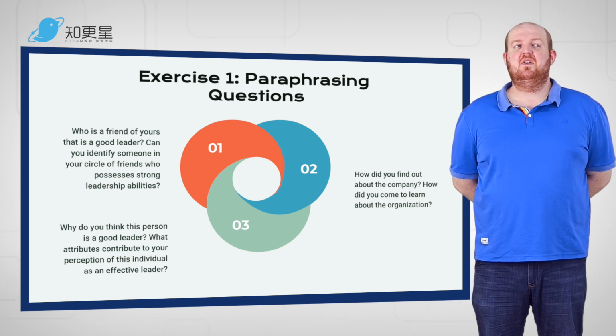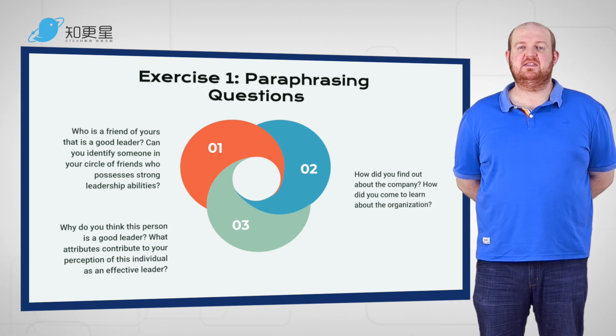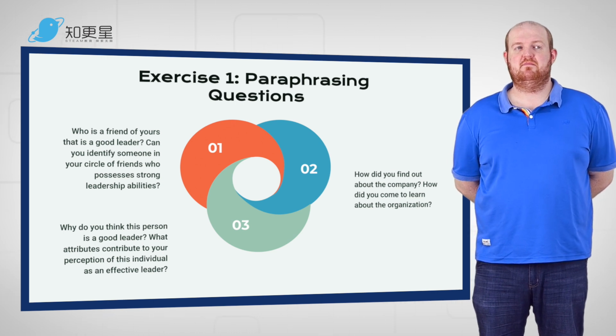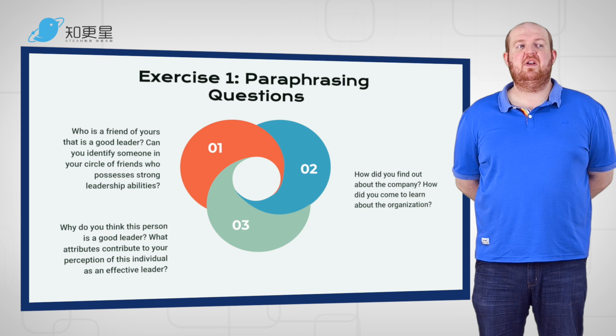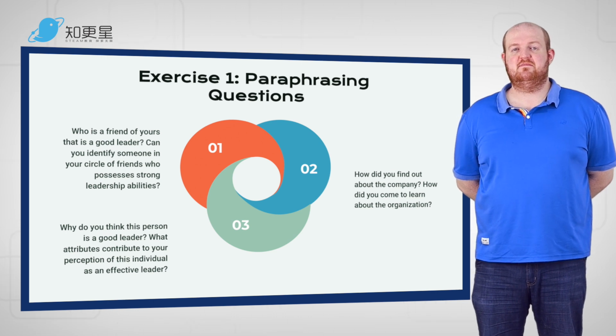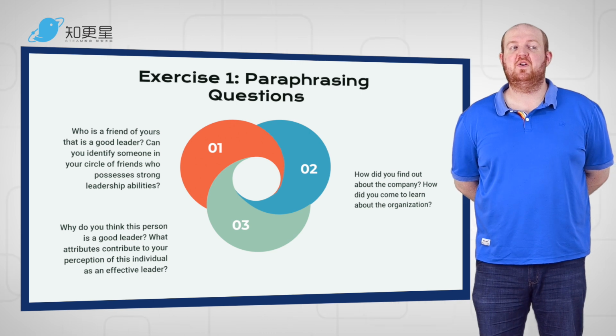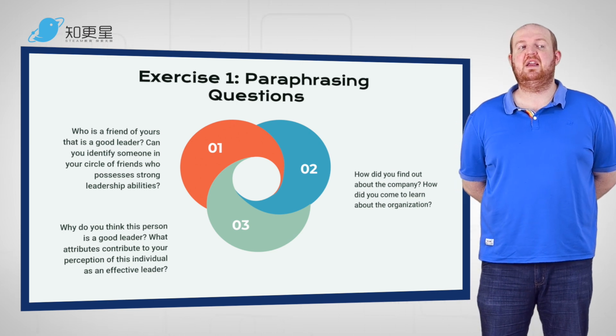And lastly, we have our paraphrasing exercises. Please have a go at putting some of these in your own words at home. Who is a friend of yours that is a good leader? Instead, you could say, can you identify someone in your circle of friends who possesses strong leadership abilities?